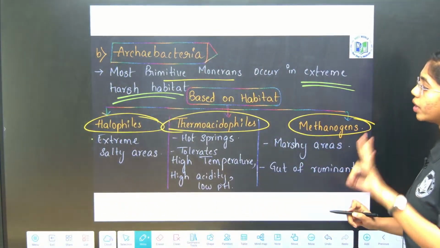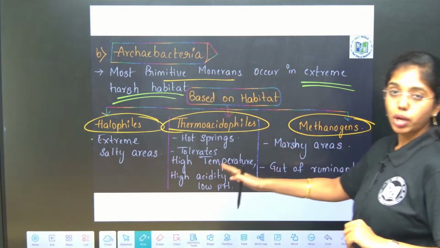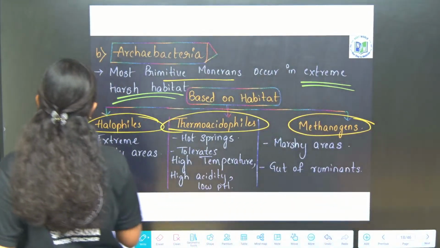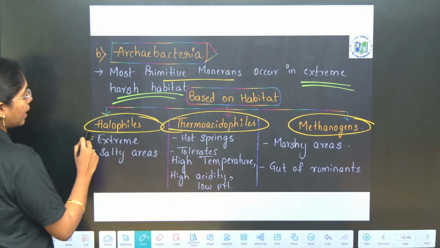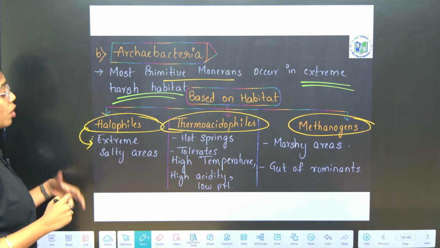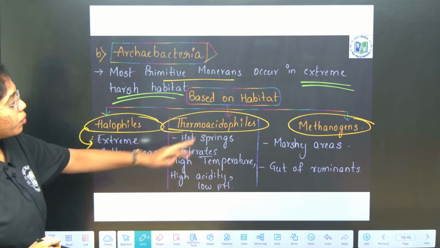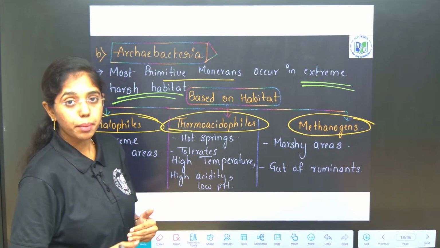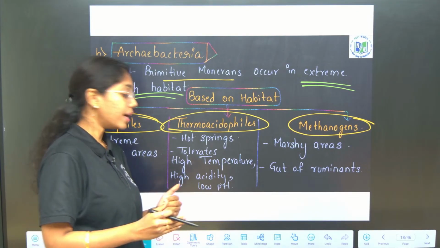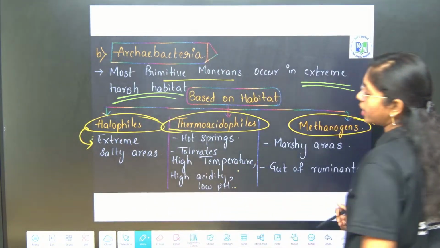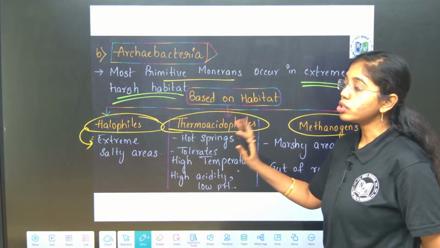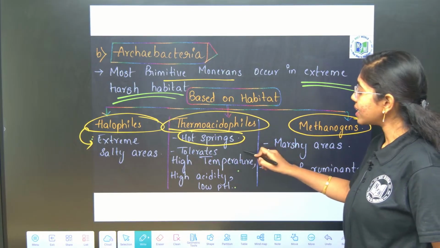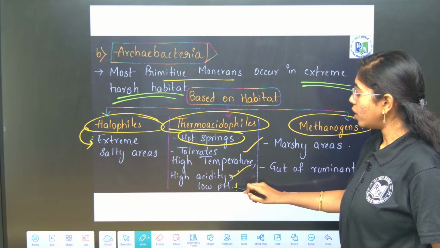They are classified into 3 classes again. First is halophils, thermoacidophils and methanogens. So, first halophils. Halophils are Archaebacteria that live in extreme salty areas, which includes Halococcus. Thermoacidophils are Archaebacteria which live in hot springs. They tolerate the highest temperatures and acidic conditions, low pH and high acidity. So, those Archaebacteria which usually survive in hot springs tolerate high temperature, high acidity and low pH.